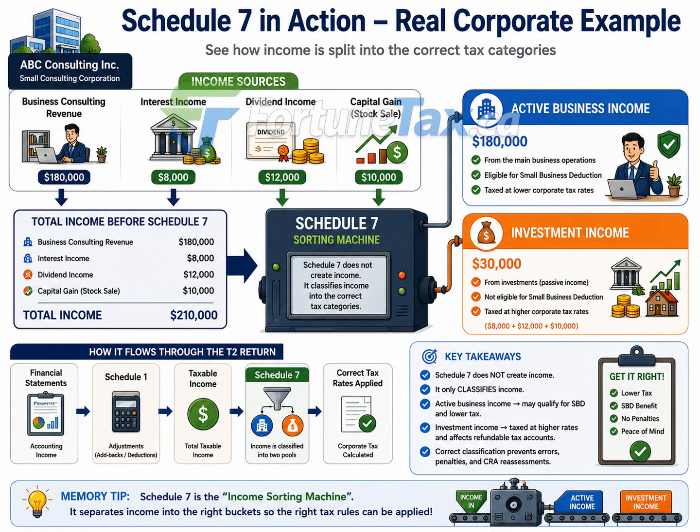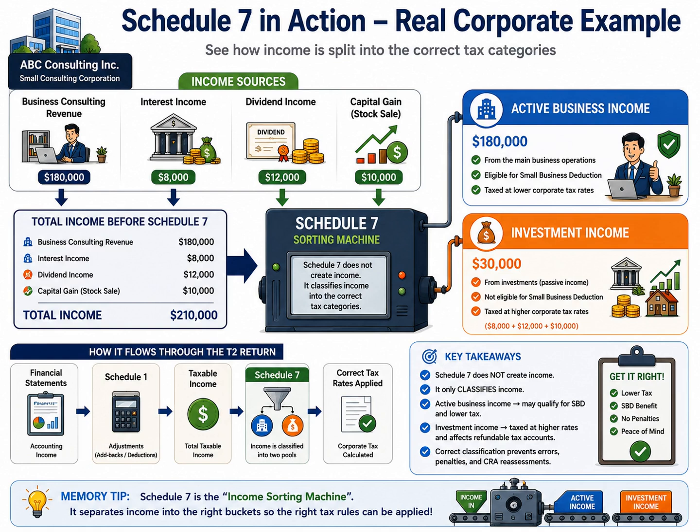After the classification, the consulting revenue of $180,000 is identified as active business income because it comes from the corporation's normal business operations. This amount may qualify for the small business deduction and can benefit from lower corporate tax rates. The remaining $30,000, made up of interest income, dividend income, and capital gains, is classified as investment income. Since this income comes from investments rather than day-to-day business operations, it is generally taxed at higher corporate tax rates and does not qualify for the small business deduction.